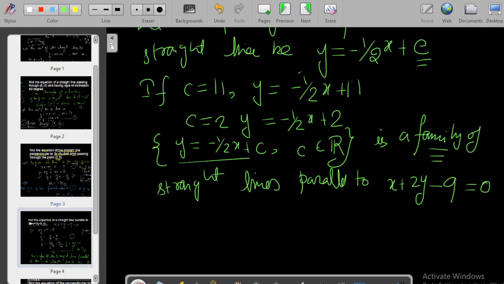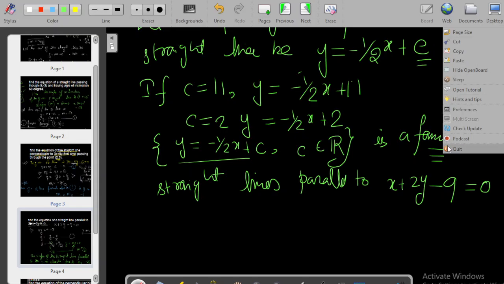This is a very important part of coordinate geometry, which is going to come in the boards.